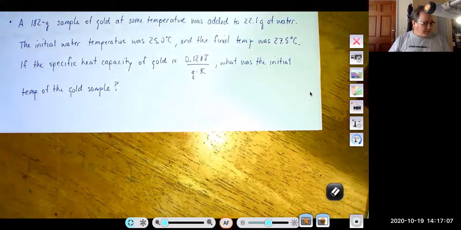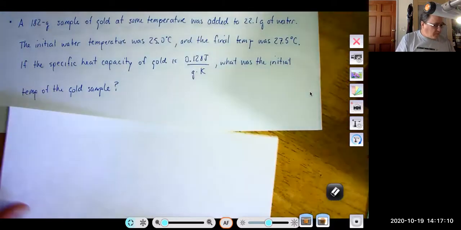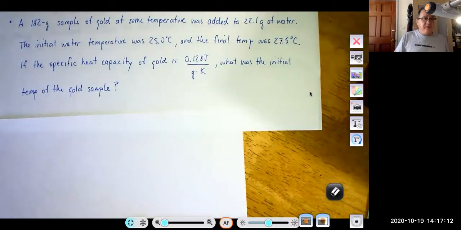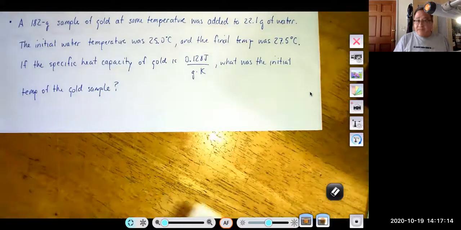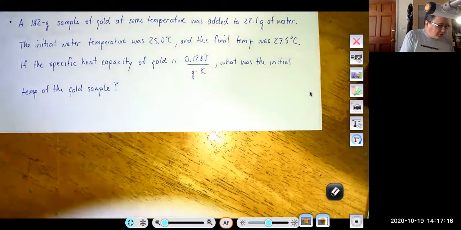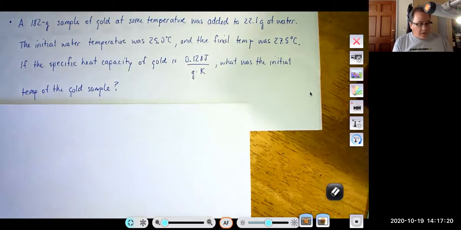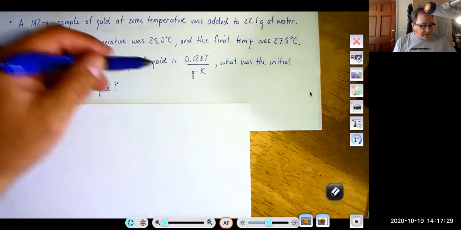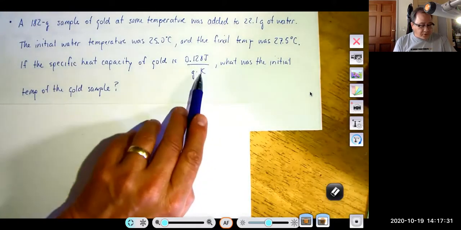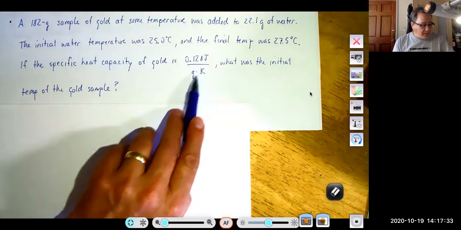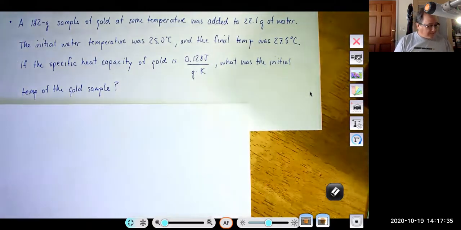Okay, the next problem I'm going to be doing is this one right here, a 182 gram sample of gold at some temp was added to 22.1 grams of water. The initial water temp was 25 degrees Celsius and the final temp was 27.5 degrees Celsius. If the specific heat capacity of gold is 0.128 joules per gram K, what was the initial temp of the sample? So first of all, I'm going to draw a little picture.